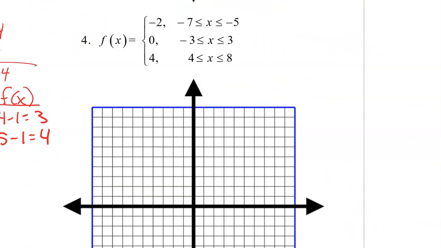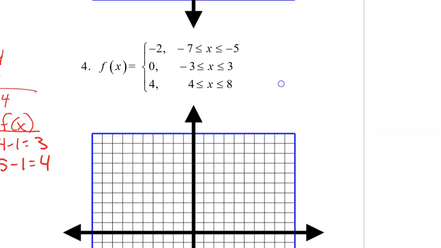Number 4. This time we see gaps. Between -5 and -3, there is no definition. And between 3 and 4, f of x has no definition.